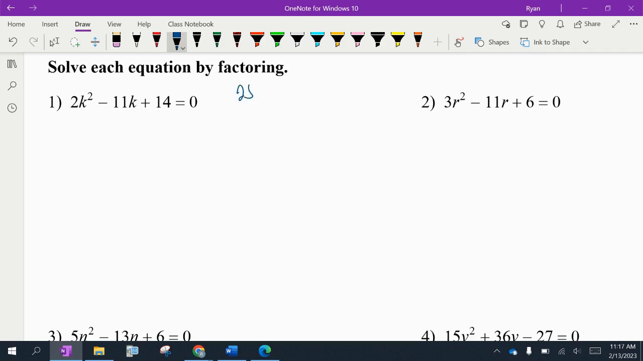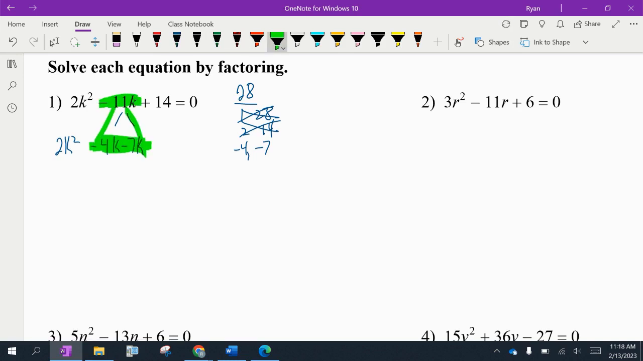2 times 14 is 28. What multiplies to 28? 1 and 28, 2 and 14, 3 doesn't work, 4 and 7, 5 and 6 don't work. So here's all the pairs. We need to add up to not just 11, but negative 11. Here's going to be the pair as long as they are both negative. So we're going to split that middle term, keep 2k squared, but the negative 11k is minus 4k minus 7k. This is equivalent to this. It's just split up, plus the 14 equals 0.